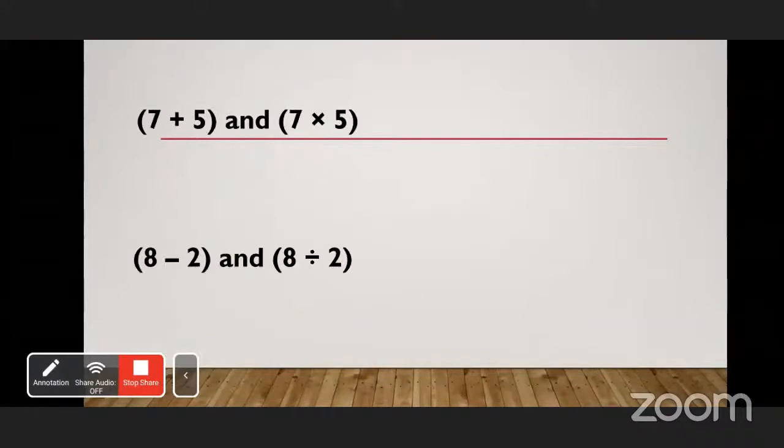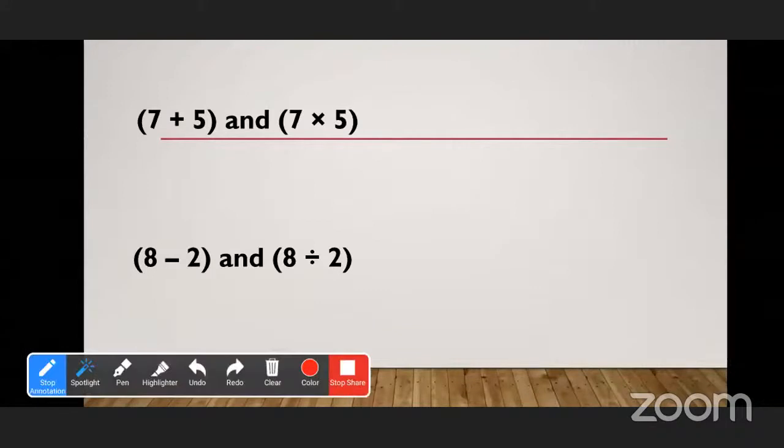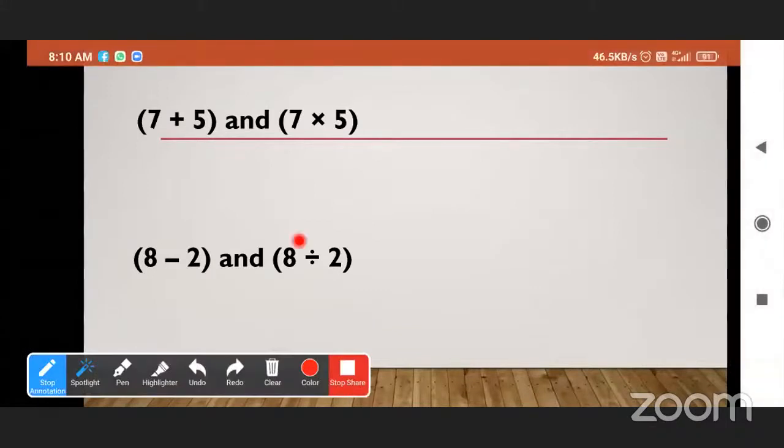Now read this one. 7 plus 5 and 7 multiplied by 5. Now, we will check the equalities. 7 plus 5 is? 12. And 7 multiplied by 5 is? 35. Is it equal or not equal? Not equal. Means this is not equality. Now, see the next one.